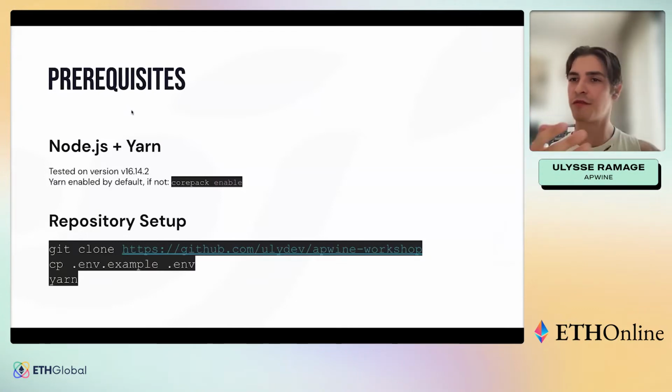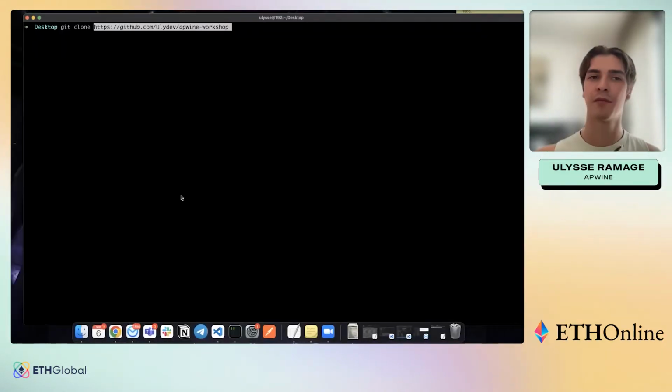Now, in order to follow along, you're going to need Node.js and Yarn. We can share the slides on the Discord after that, so you can follow along if you want to. But you're going to need the repository, at github.com/yulidev APWine-workshop.